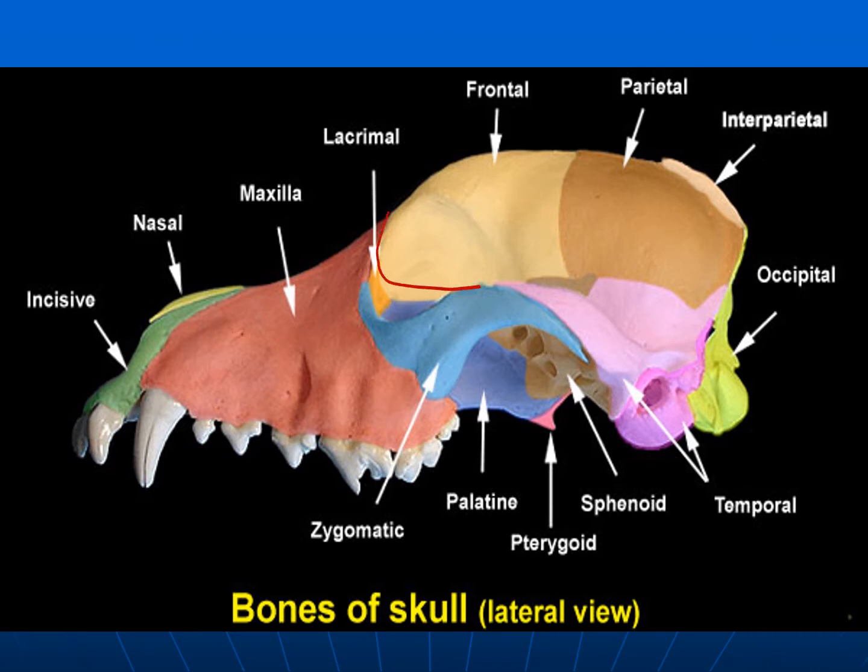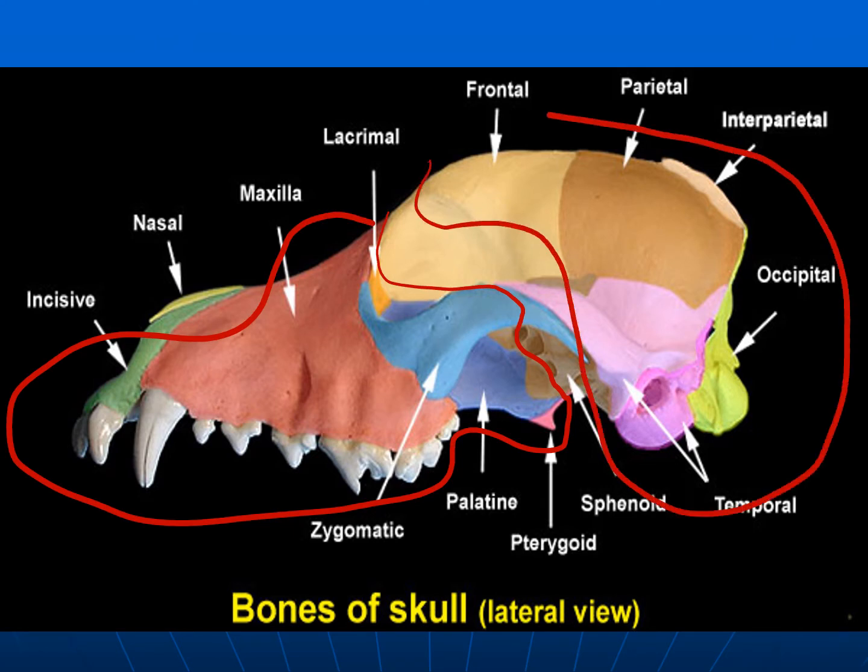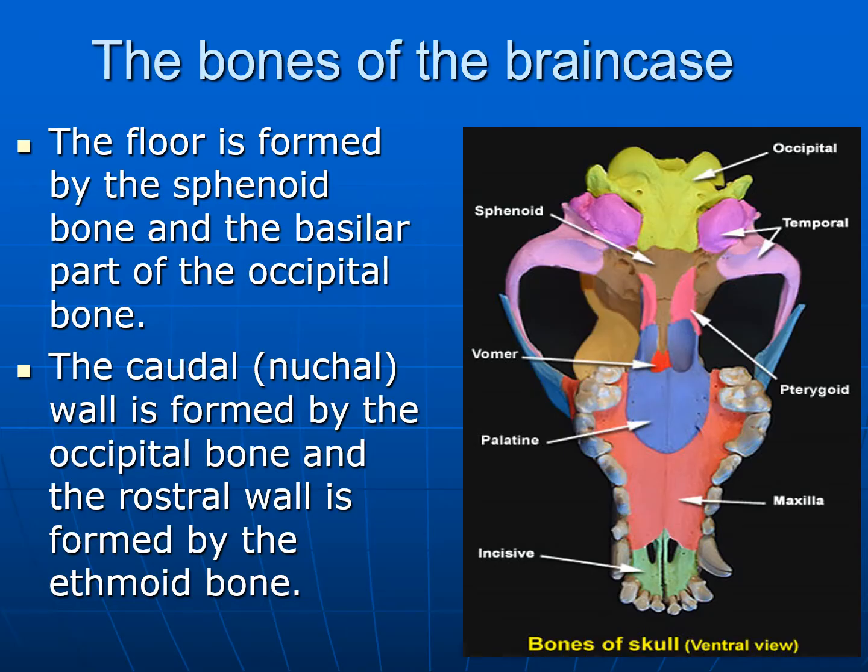All of these structures here are part of the facial bone, whereas the other one here is the brain case bone. This is the area where we have our brain, and also the meninges, the tissues that surround the brain.